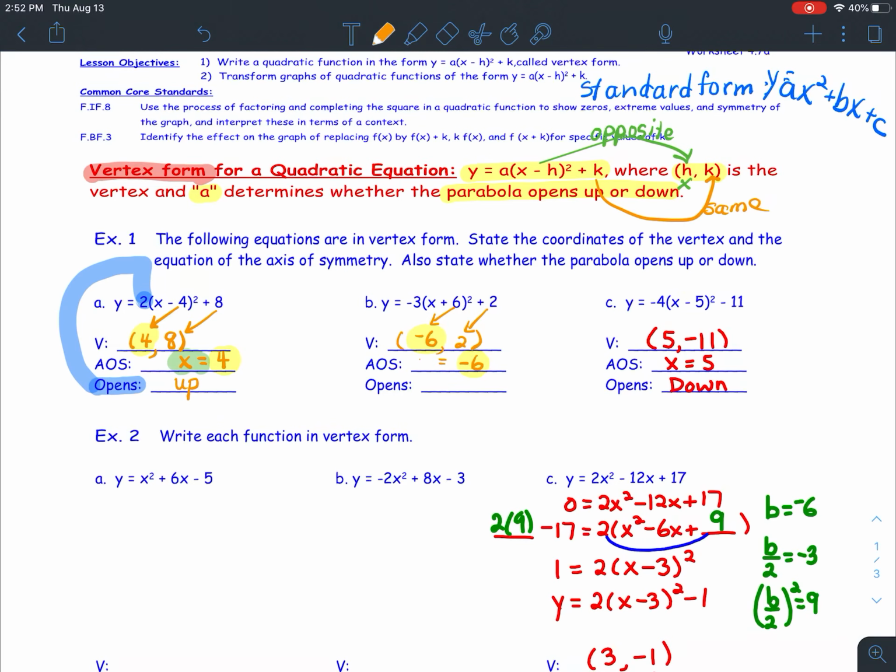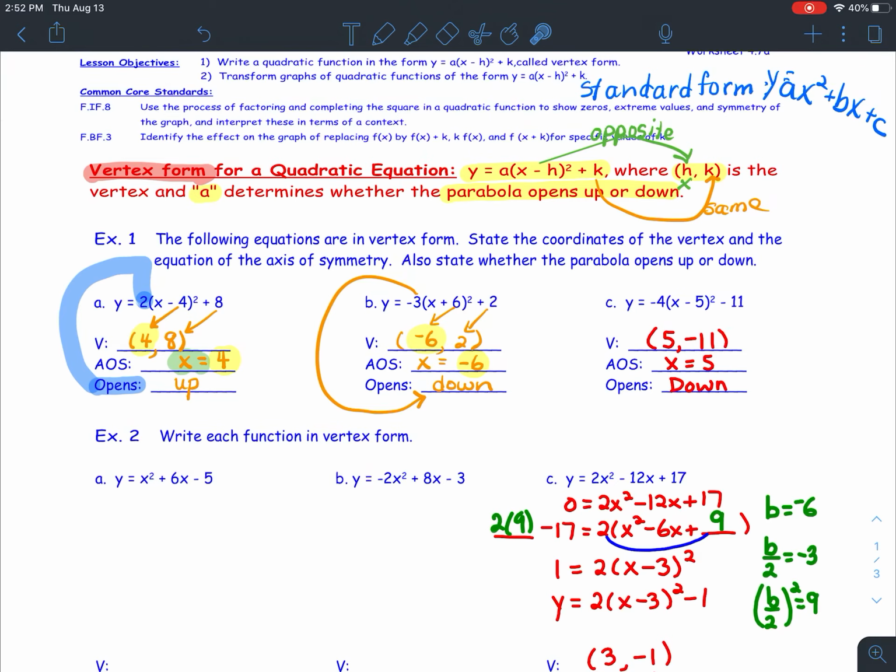Okay, let's try another one here. Coordinates of the vertex, that's going to be a -6. This is going to be a +2. I'm going to grab the x-coordinate of the vertex. I'm going to use that exact same number, but I'm going to put x equals in front of it, and then I'm going to look at the a value, which is a -3. It's negative, so I'm going to report this opening down.